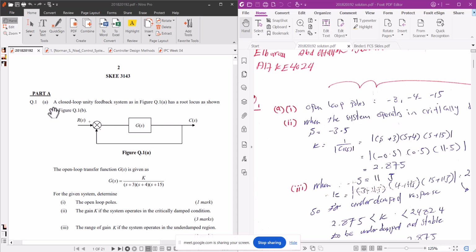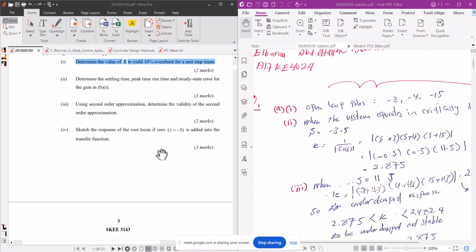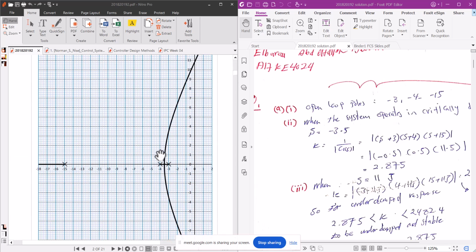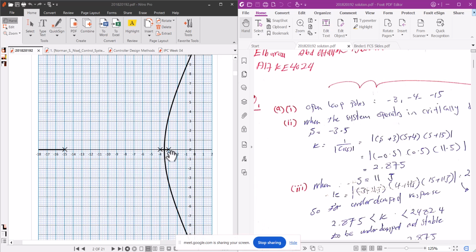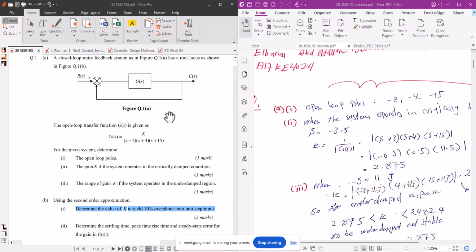Okay, now we will do part A. A closed loop unity feedback system as shown in question 1A has a root locus as shown in the figure of question 1B. So this is the system, and its root locus is given here. This is the root locus of that system. It has 3 poles at -3, -4, and -15. So this is K over (s plus 3)(s plus 4)(s plus 15).